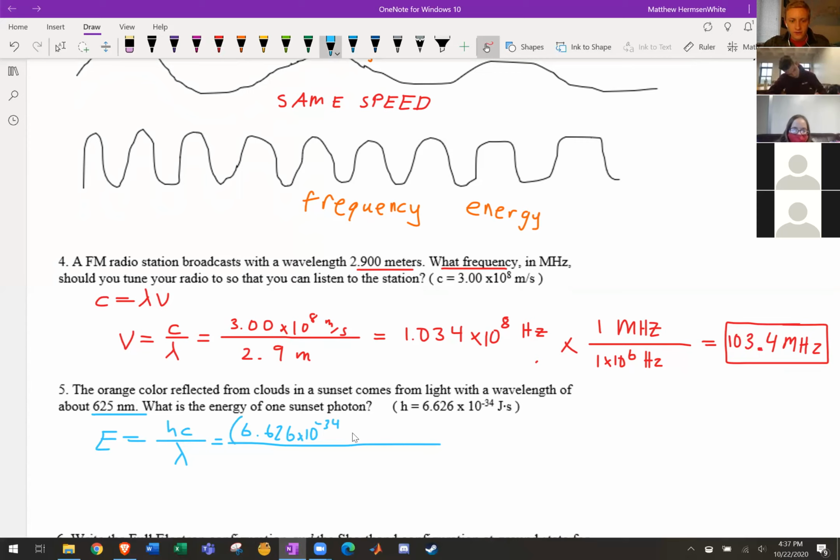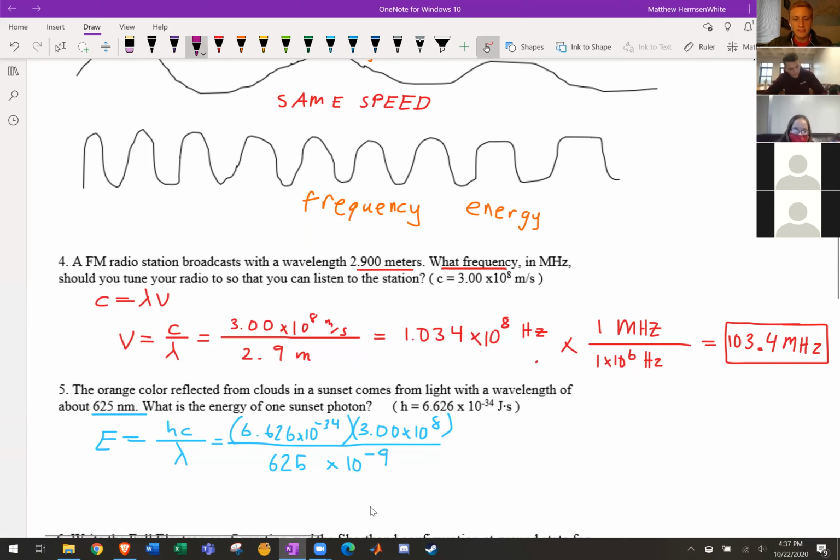All right, so back down to number 5. So 6.626 times 10 to the minus 34 times the speed of light, 3.00 times 10 to the 8th. And then we're dividing by the wavelength, so 625 nanometers. Now, you cannot just put 625 in here. You have to change it to regular meters. Now, the easiest way to do that is just do times 10 to the minus 9.